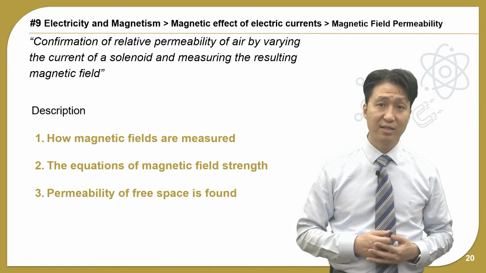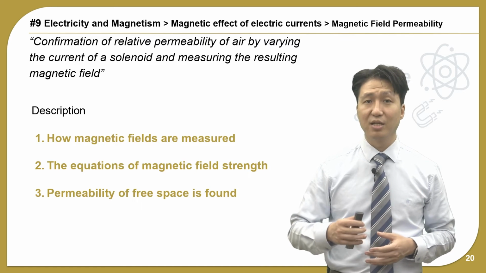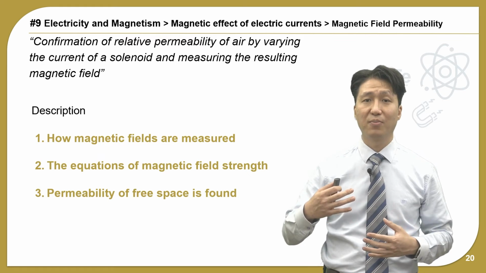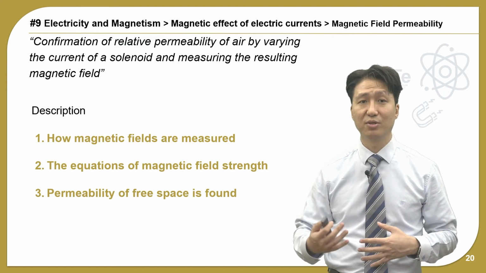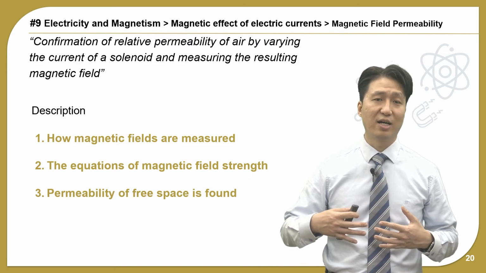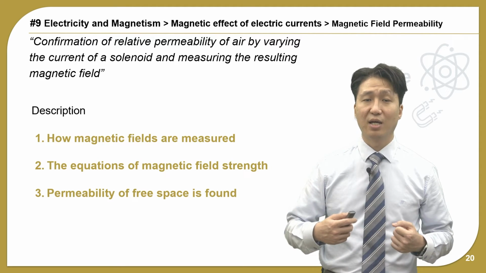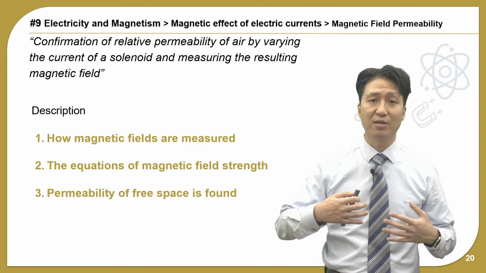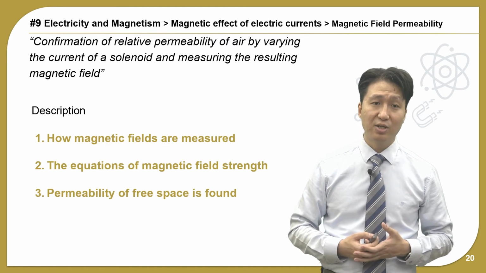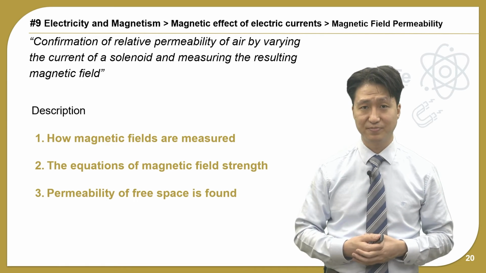Related to electricity and magnetism, we have magnetic field permeability. You can do an experiment to confirm the relative permeability of air by varying the current of a solenoid and measuring the resulting magnetic field. Of course, you would need to have a deep understanding of how magnetic fields are measured, and the equations you need to calculate and predict the magnetic field strength at a specific point. And you have to have done a lot of research on how to measure the permeability of free space.